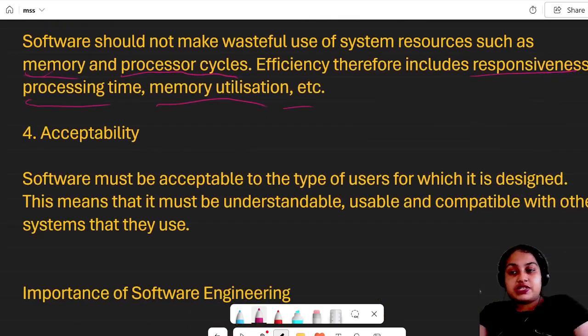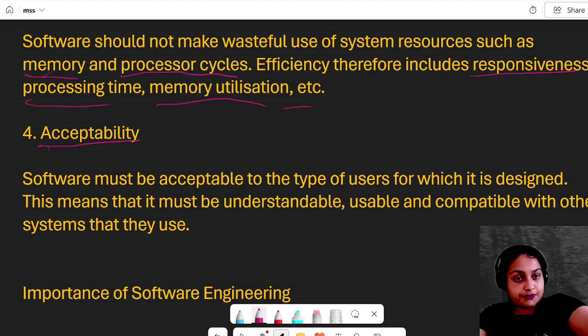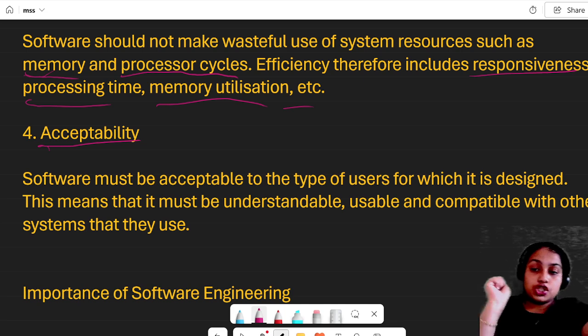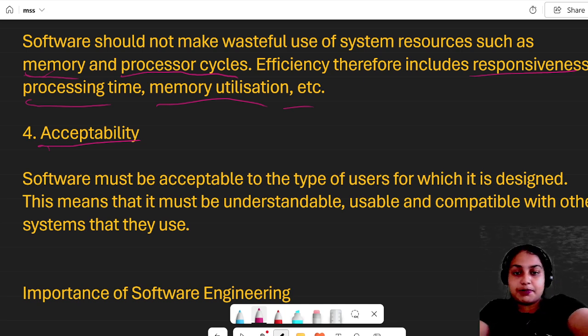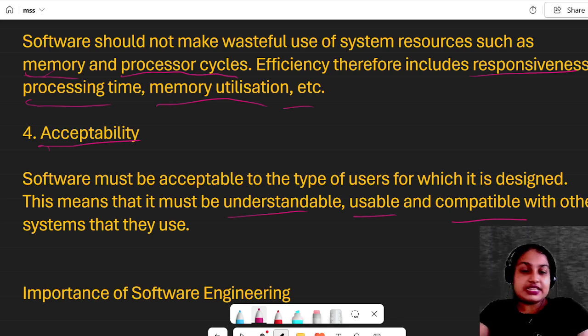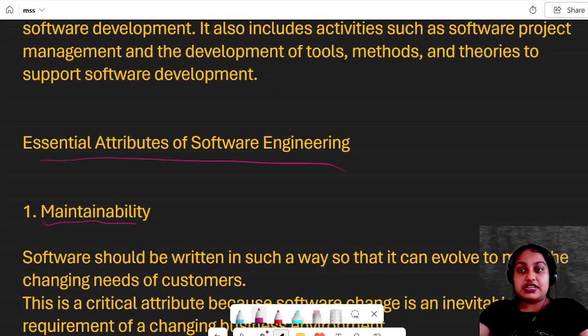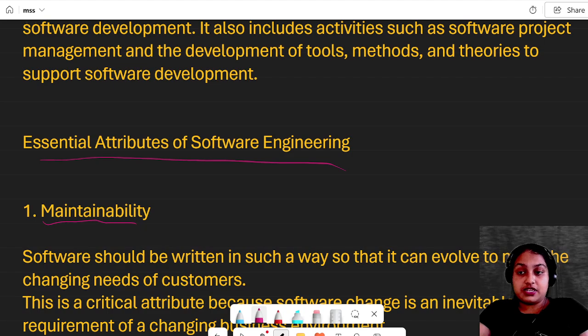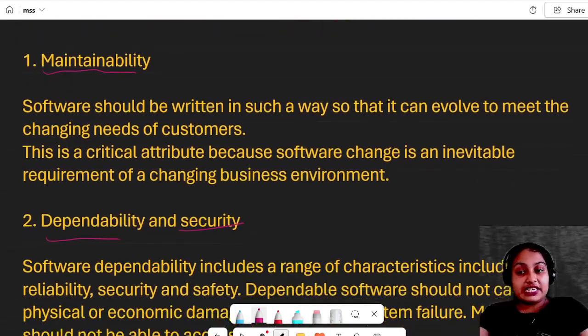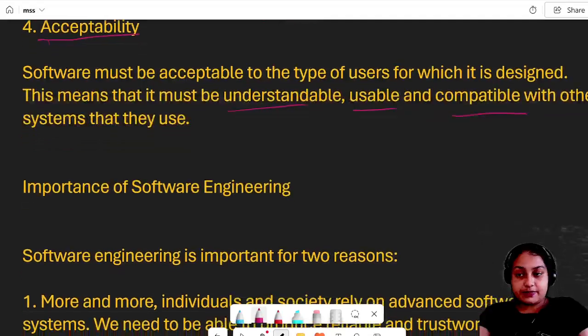Then comes acceptability. Acceptability means software must be acceptable to the type of users for which it is designed. Software is designed for a particular person, and the software should be acceptable to that user. This means that it should be understandable, it should be usable, and it should be compatible with the other systems that they use. That is acceptability. These are the different essential attributes of software engineering: maintainability, dependability, security, efficiency and acceptability.